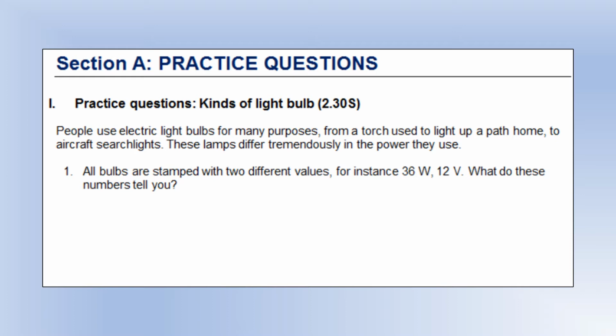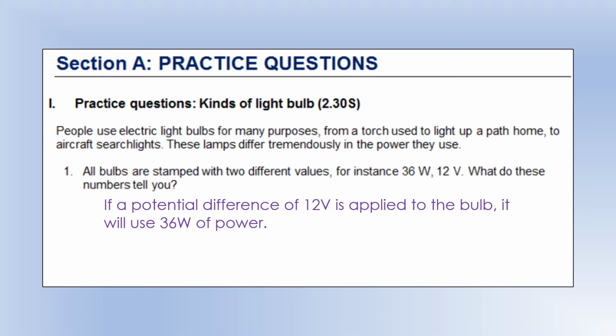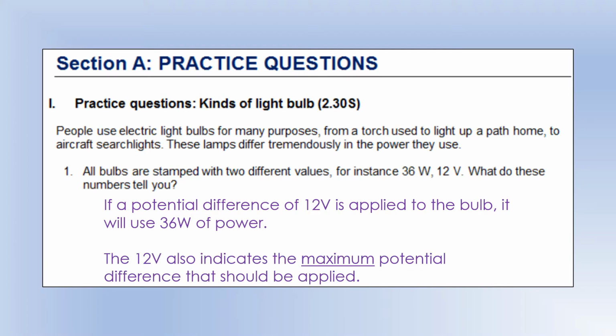So all bulbs are stamped with two different values, for instance 36 watts, 12 volts. What do these numbers tell you? They actually tell you two things. First of all, if you apply a potential difference of 12 volts, it is going to use 36 watts of power. So if you have it connected to a battery, for example, you could work out how long you could use it for. And the second thing it tells you is the 12 volts indicates the maximum potential difference you should apply across it. Anything bigger, you're liable to have too high a current and you're going to damage the equipment.